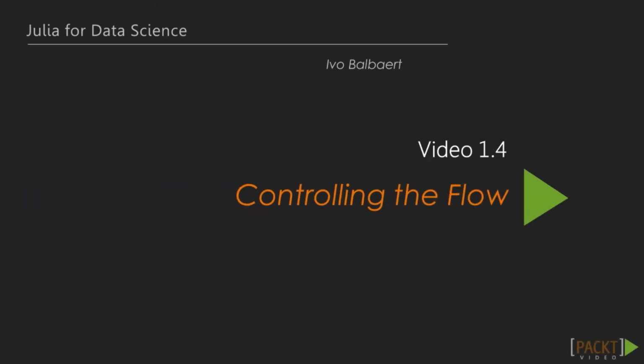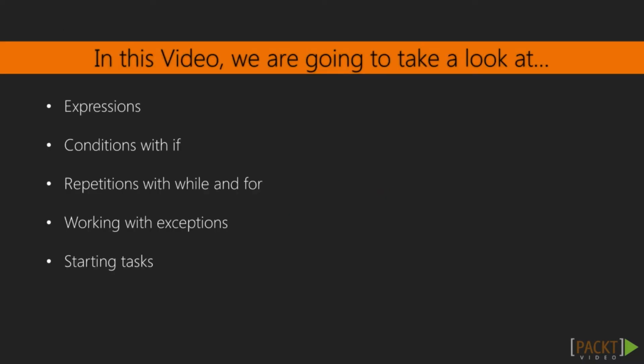Hello again. In the previous video, we learned how to work with Julia's simple data structures. In this video, we are going to take a look at how to manage the order of execution for Julia code. We'll investigate expressions and common ways to structure code, such as if, while, and for. You also will learn how to catch an exception occurring in your running code.